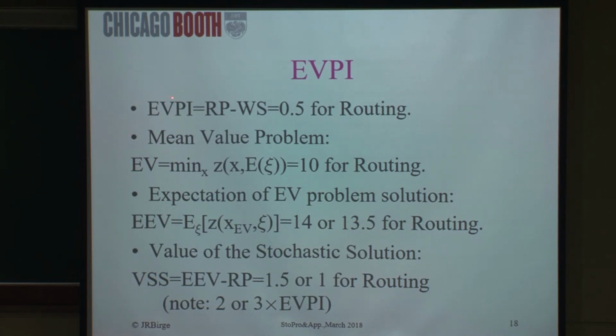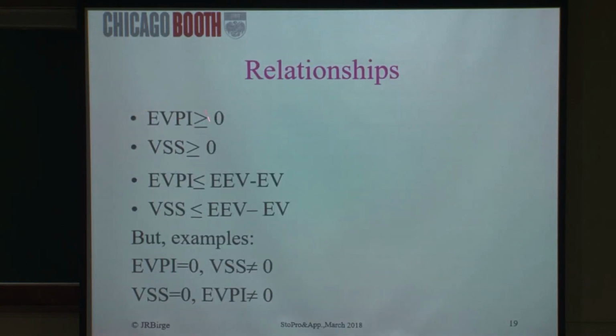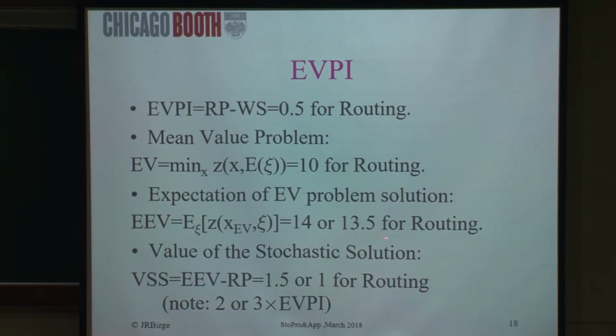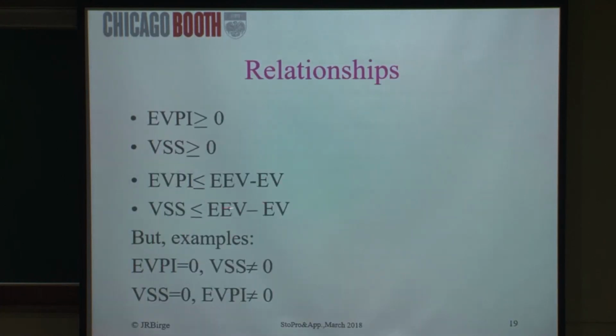Now there are certain relationships that the expected value of perfect information and the value of the stochastic solution have. They have certain properties. They're always non-negative, so the value of each of them is always positive. The value of each of them is bounded above by the difference between the expectation of the expected value solution minus the expected value solution. So in this case, this would be the 14 or 13.5 minus 10. So we know that they can be no bigger than 4 or 3.5. So both of them are bounded above by that.